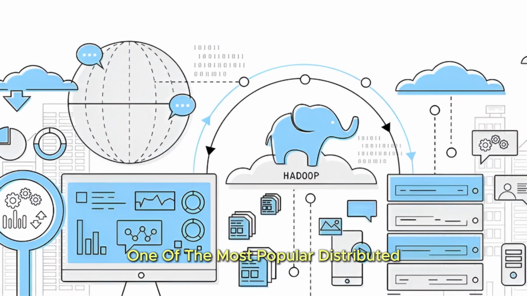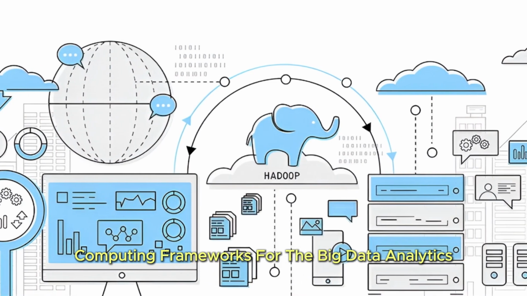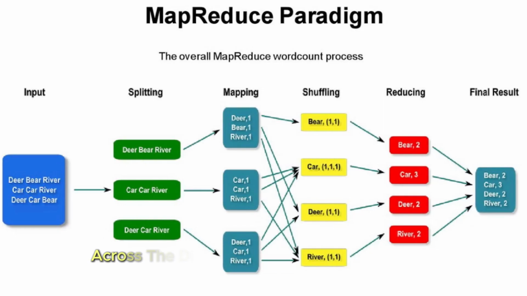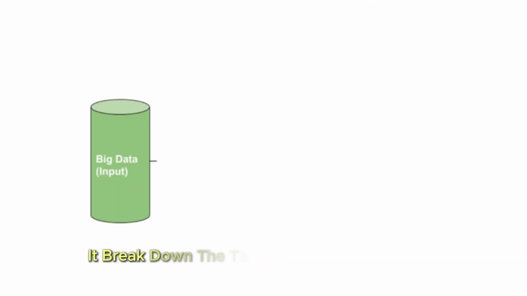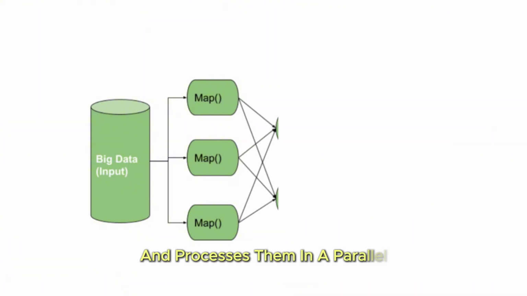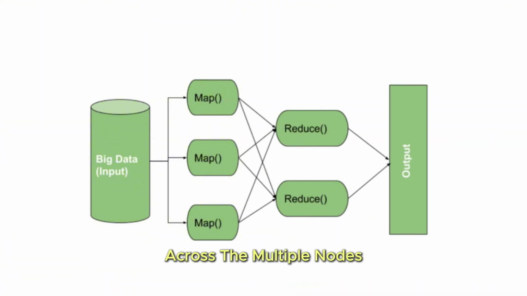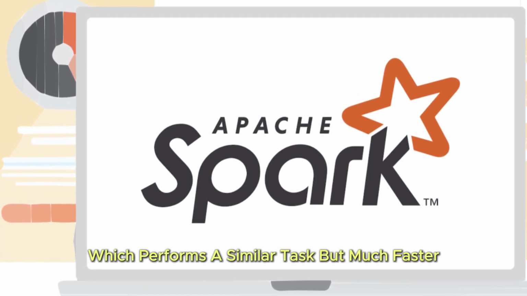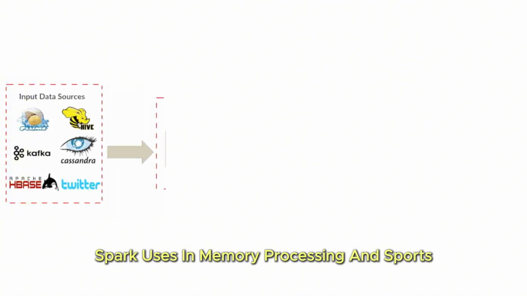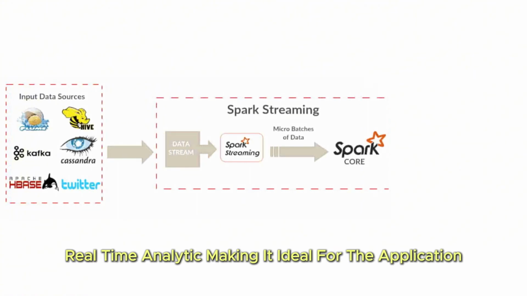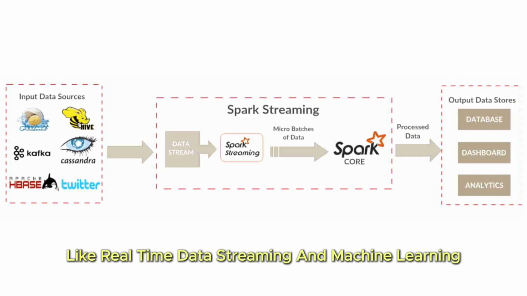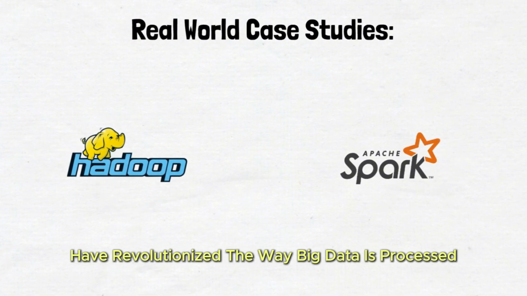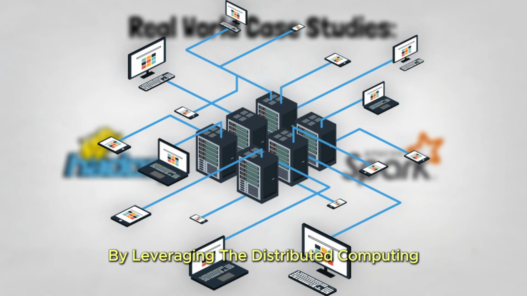Real-world case studies like Hadoop and Apache Spark. One of the most popular distributed computing frameworks for big data analytics is Hadoop. Hadoop uses a map-reduce paradigm to process large datasets across a distributed network of computers. It breaks down the task into smaller pieces and processes them in parallel across multiple nodes. Another key player is Apache Spark, which performs a similar task but much faster. Spark uses in-memory processing and supports real-time analytics, making it ideal for applications like real-time data streaming and machine learning. Both Hadoop and Spark have revolutionized the way big data is processed by leveraging distributed computing.